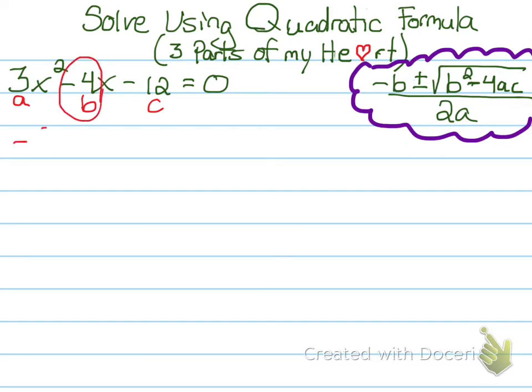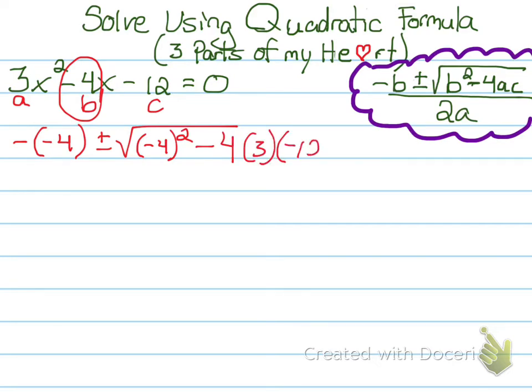It's going to say negative 4, plus or minus square root. And then I'm going to keep my negative 4 in parentheses, squared for the B. Minus 4 times my A is 3. And then my C is negative 12. All over 2 times 3.